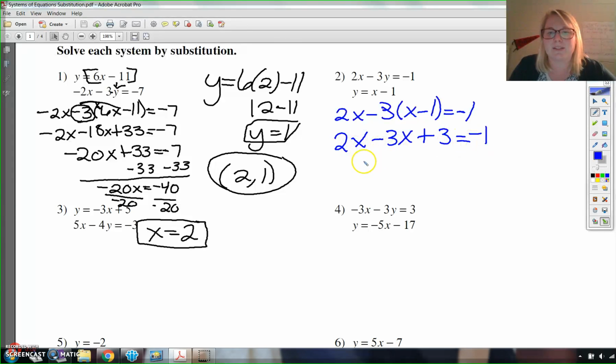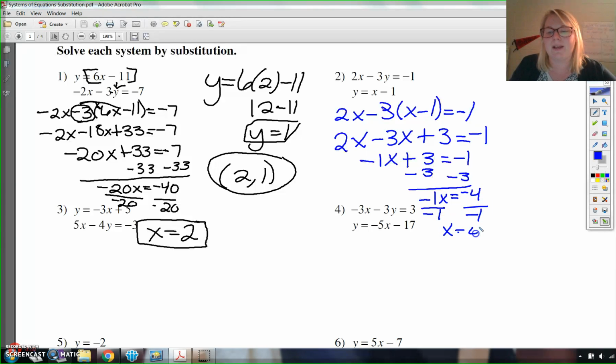2x minus 3x is negative 1x, plus 3 equals negative 1. Solve for x, so I need to subtract 3. So I get negative 1x equals negative 4. Now I divide by negative 1, divide by negative 1, and so x equals positive 4.